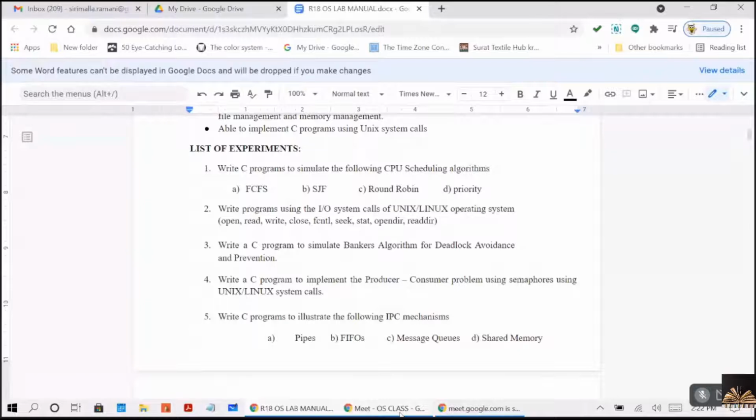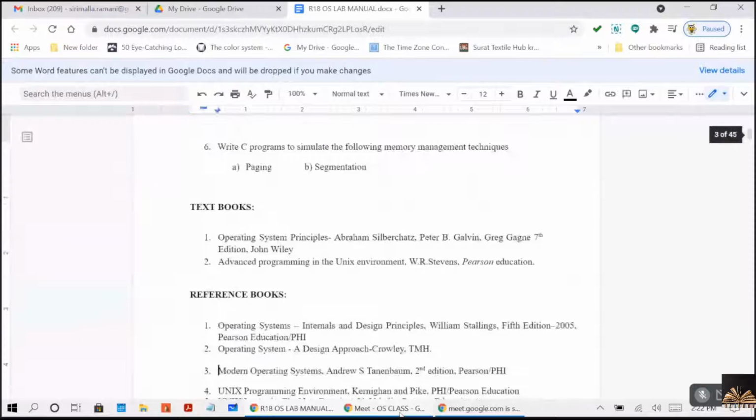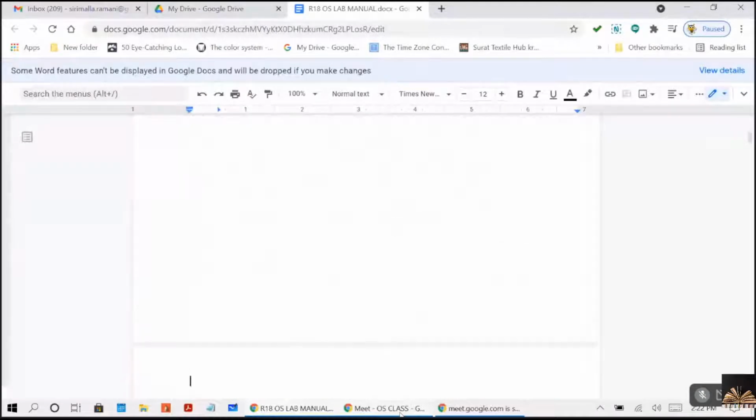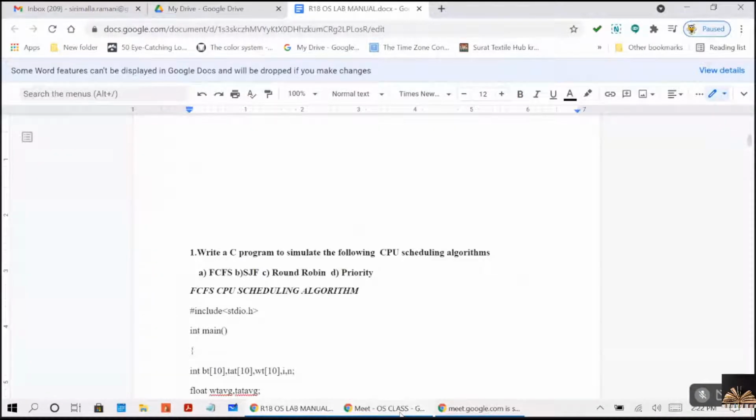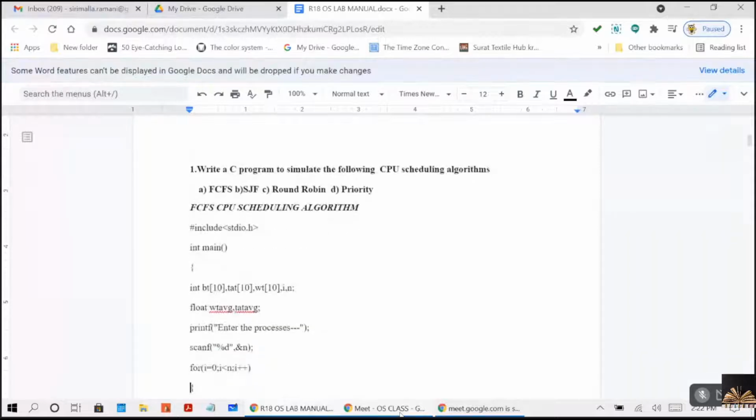The first program is about CPU scheduling algorithms. There we are doing all four algorithms: first come first serve, SJF, round robin, and priority. If you look at the code for the first program, it is a very simple one, first come, first serve.